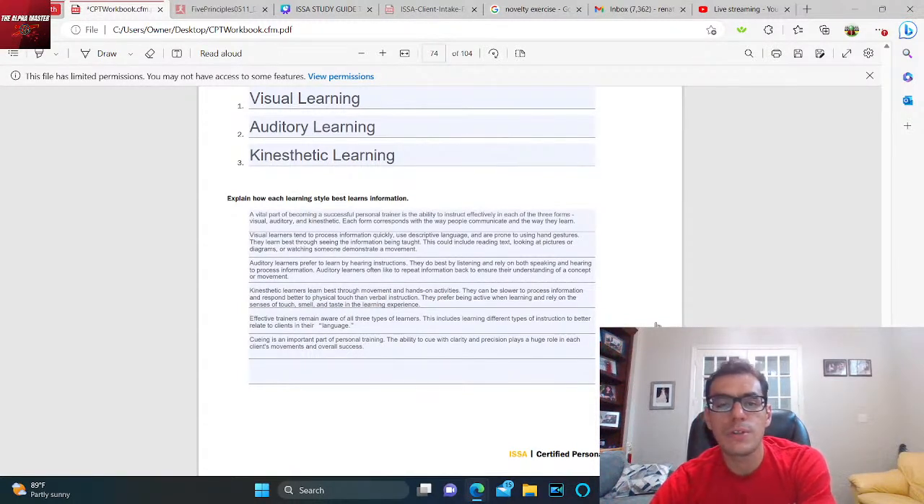Visual learners tend to process information quickly, use descriptive language, and are prone to using hand gestures. They learn best through seeing the information being taught. This could include reading text, looking at pictures or diagrams, or watching someone demonstrate a movement.